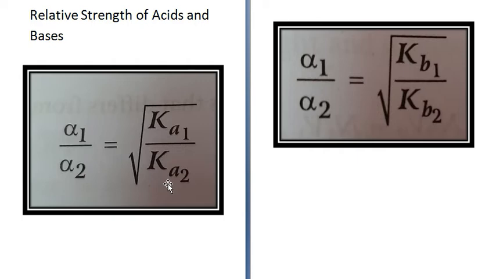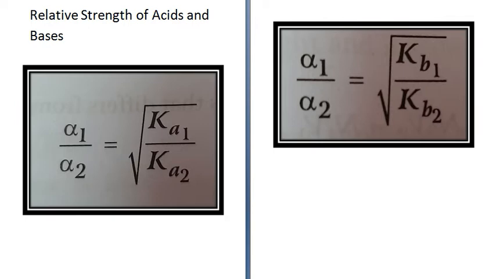Similarly, relative strength of bases is given by alpha 1 upon alpha 2 is equal to square root of Kb1 upon Kb2, where alpha 1 and alpha 2 are degrees of dissociation of the two bases and Kb1 and Kb2 are dissociation constants of the two bases.